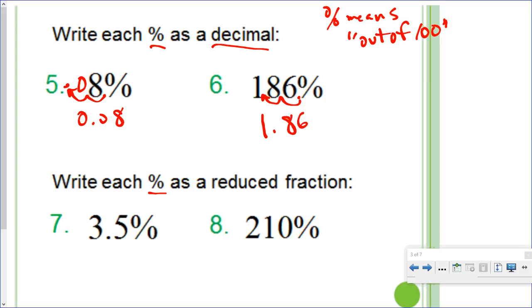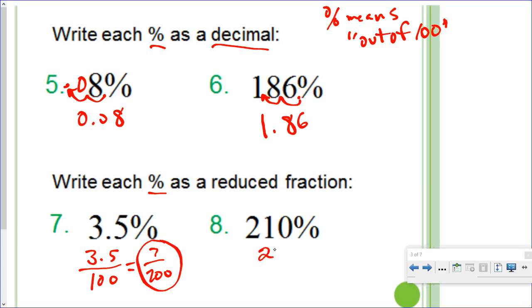Finally, we want to write each of these percents as a reduced fraction. So 3.5%, remember percent means out of 100, we go like this, 3.5 over 100. We can't keep it like this and have a decimal inside of our numerator. So I'm going to double this to become 7 over 200. And that's about as far as I can go. This can't be reduced. The 7 and 200 don't have any common factors besides 1. So that's the best we can do there.